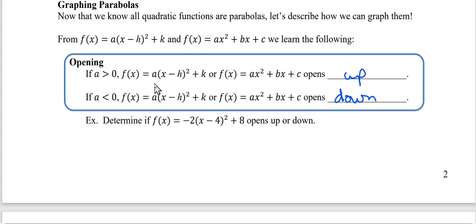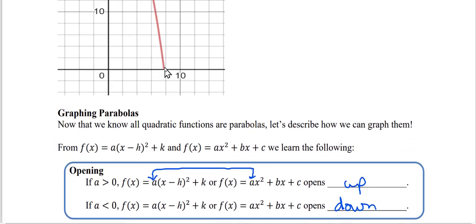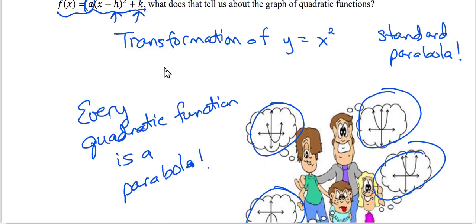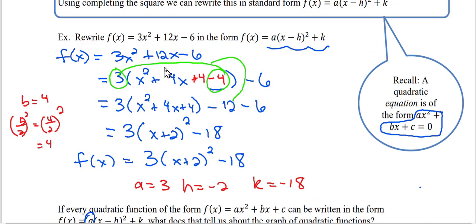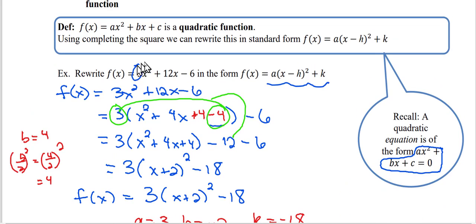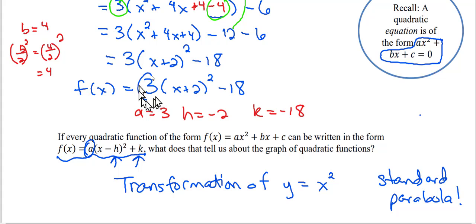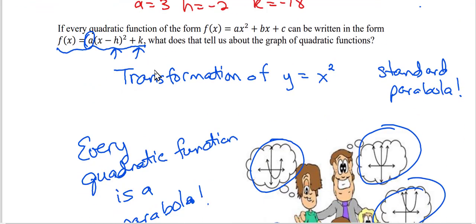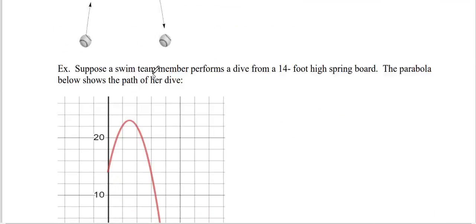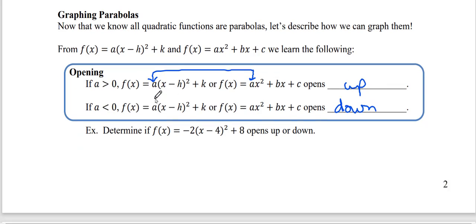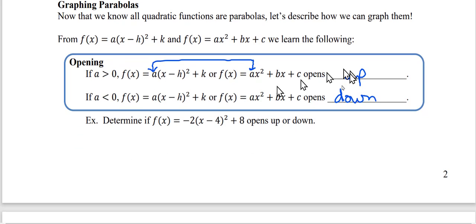Whichever form you're in, remember this A and this A are going to match because of the way that you factor that out to complete the square. Let's go back up here for a second where we actually did that. The 3 here matched the 3 here because we factored that out. So that will always be the same A. That's why we use the same letter. The H and the K are different than the B and the C.